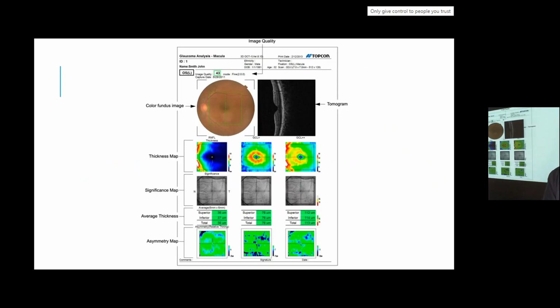It's another machine with the ganglion cell layer map with a different thickness map and different modes, GCL plus, GCL plus plus. These are basically different layers measured by the machines. And this is very useful in early detection of glaucoma.